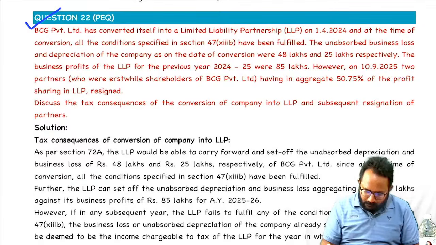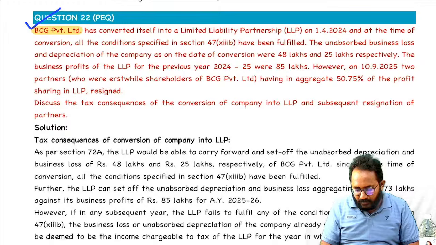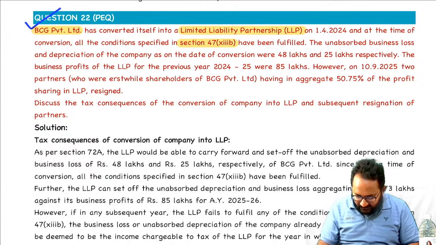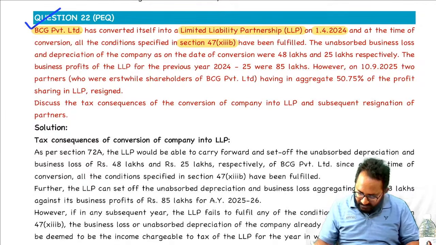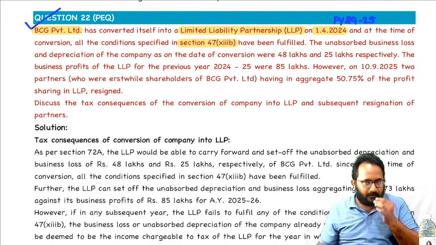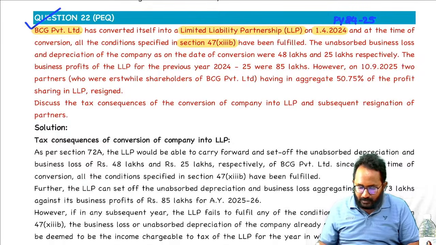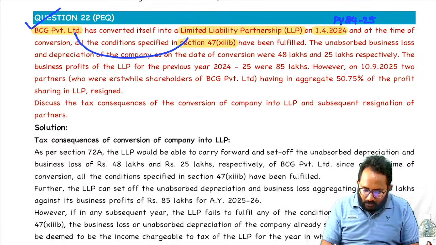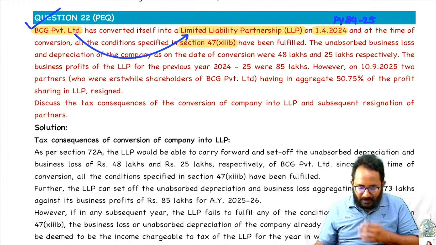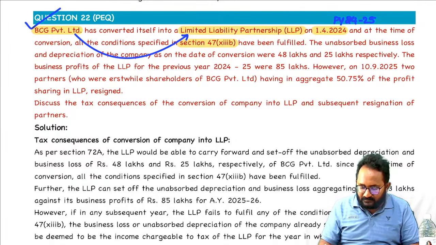Remember, can you tell me, BCG Private Limited converted into LLP? What is the section? Section 47(xiiib). All the conditions are satisfied at that time. What is the previous year? Previous year 24-25. All the conditions are also satisfied. If all the conditions are satisfied, can you tell me, predecessor losses can be set off in the hands of whom? Successor.